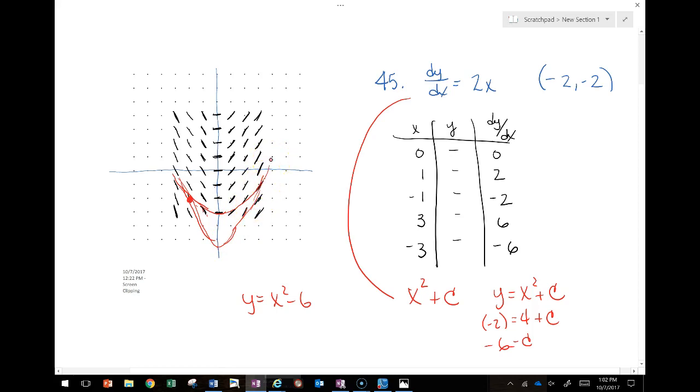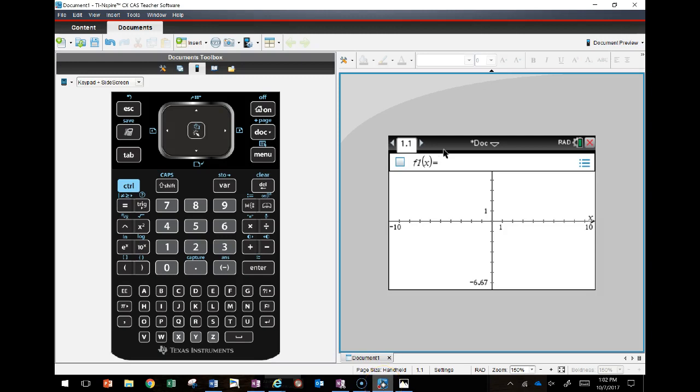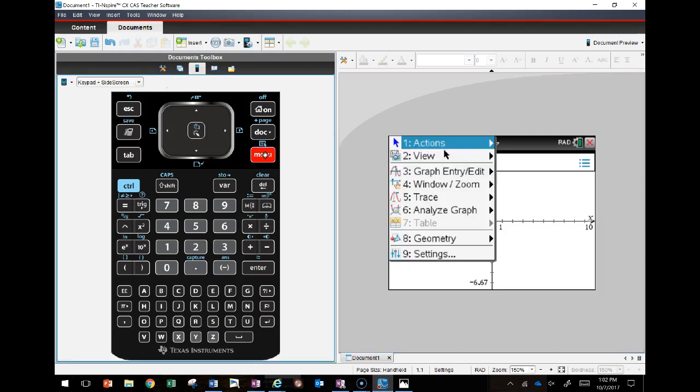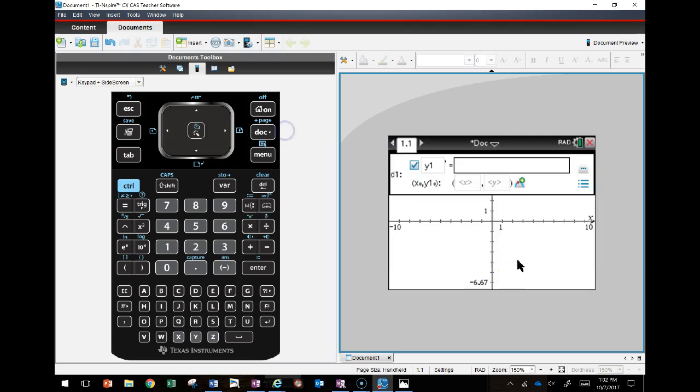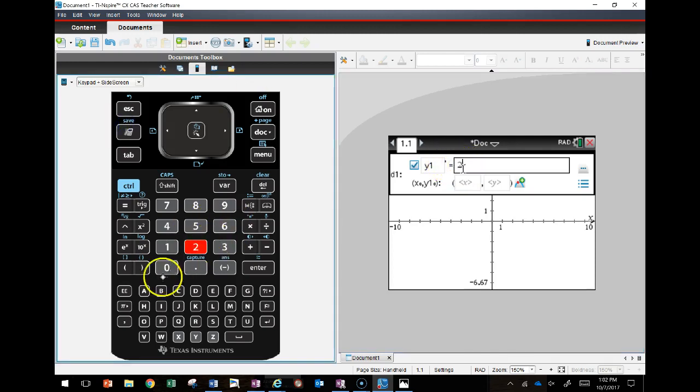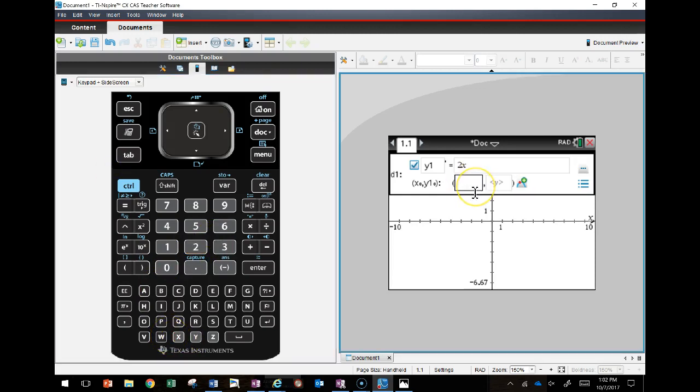All right, now calculator, because this did actually tell you to do this in your calculator. So I've brought up a graph page. I'm going to go to menu, and on menu I'm going to go to graph entry edit, and you should have something on there, differential equation, and we have y1, and this little dot right here is prime. It doesn't look like it. Right there we're going to type in 2x. Okay, and then there's our initial condition.